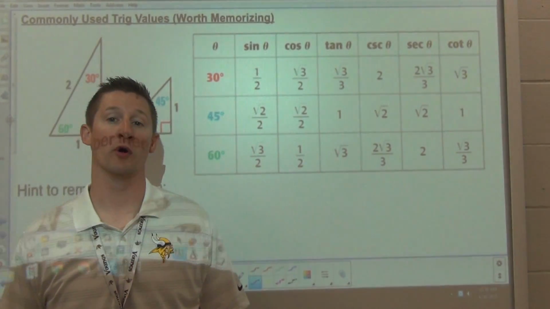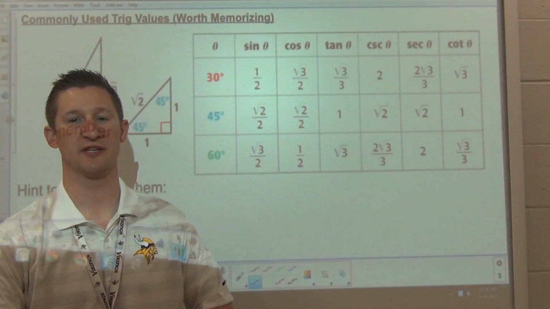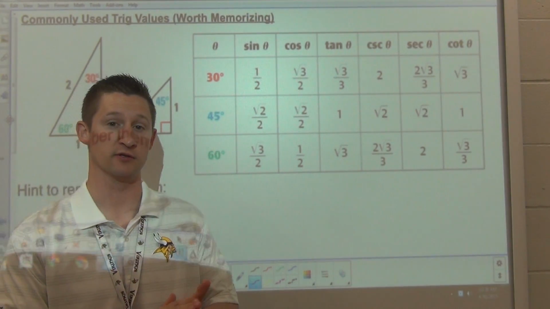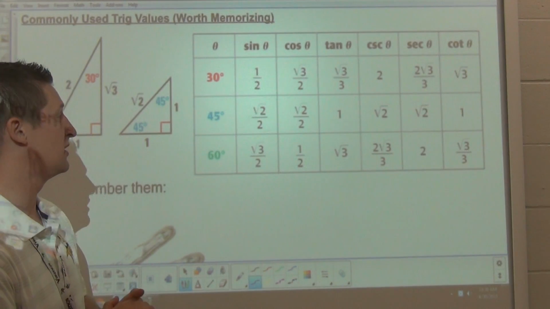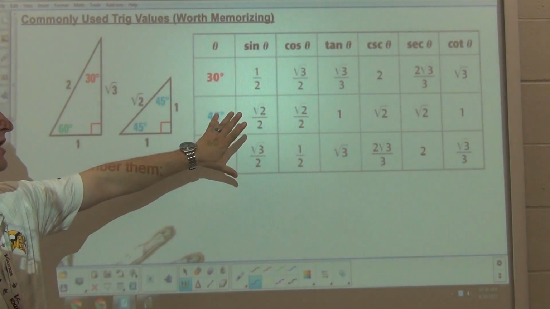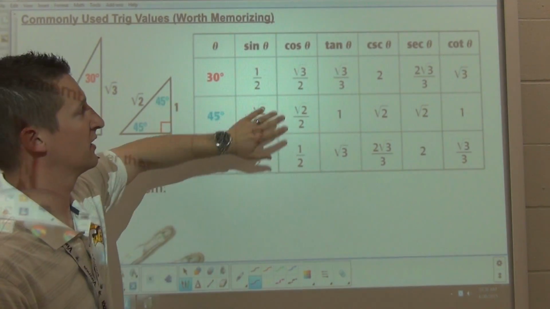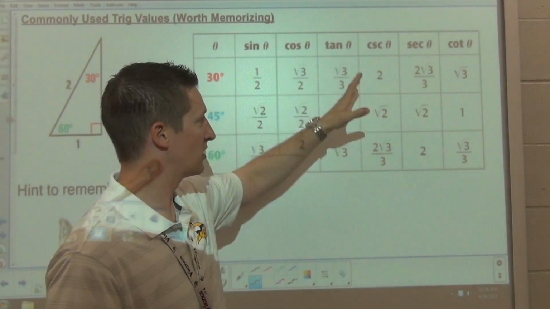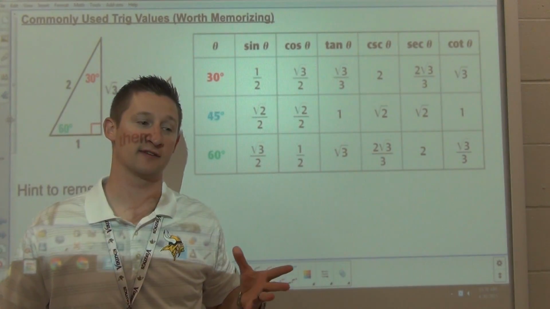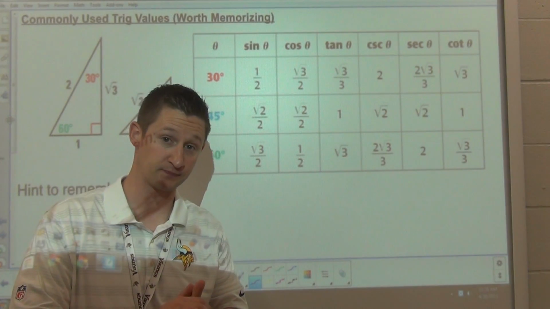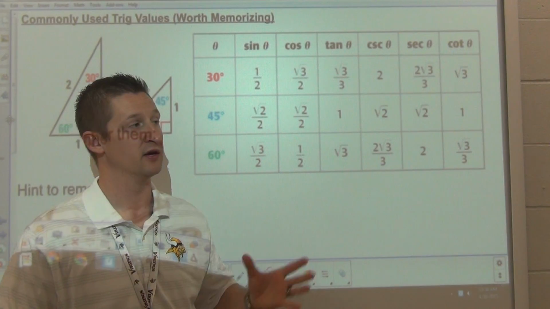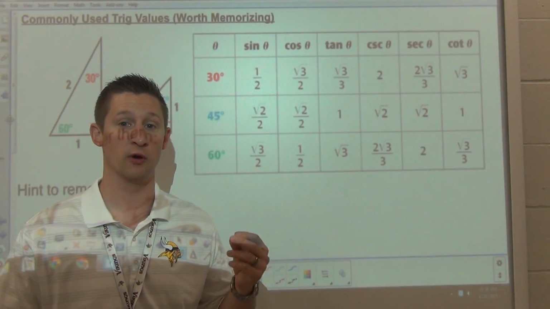In this video, we're going to be looking at some commonly used angles that we see over and over again in trigonometry and calculus. Those angles are 30, 45, and 60 degrees. Now this particular table right here, which lists the sine, cosine, tangent, cosecant, secant, and cotangent for all three of these angles, is something that may be worth memorizing. If you know you're going to continue on into pre-calculus and calculus and maybe beyond, these are values that you need to be able to call up in a hurry.